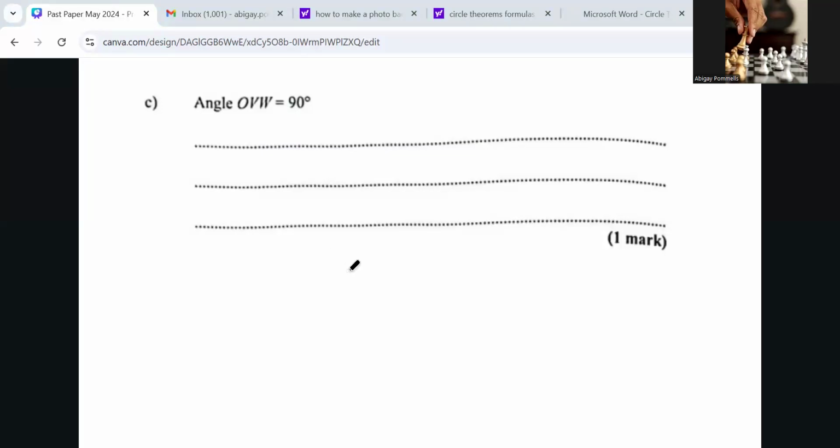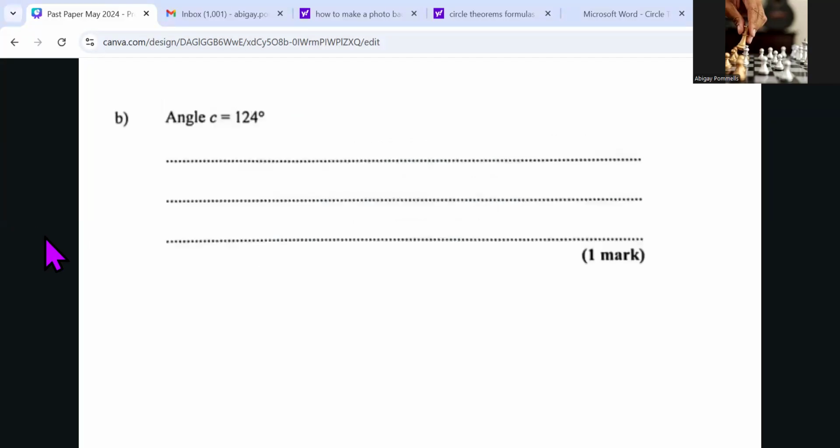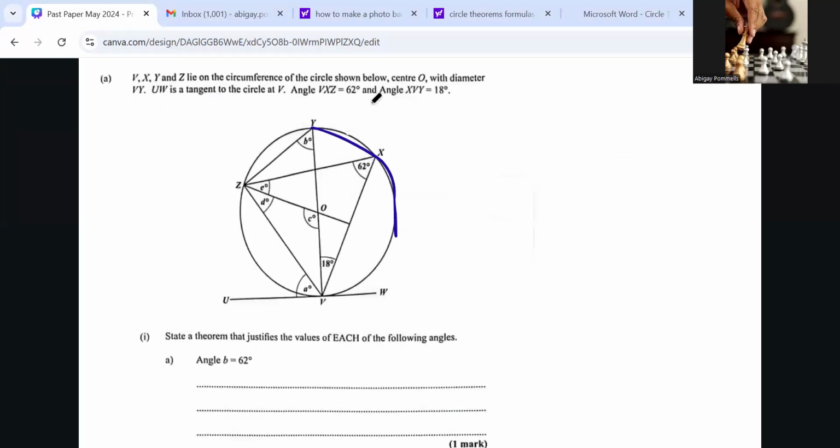All right, so we're finding angle OVW equals 90. Are we going back? W, O, oh, O is right here. V, W. That almost looks like a right angle, but we need to prove that it is a right angle. We can't just say it's a right angle. We need to prove it. So we need to see where we can get.